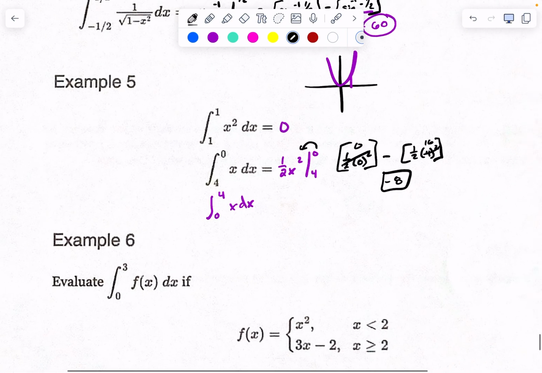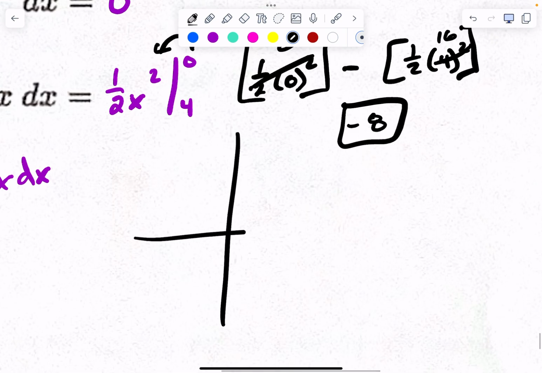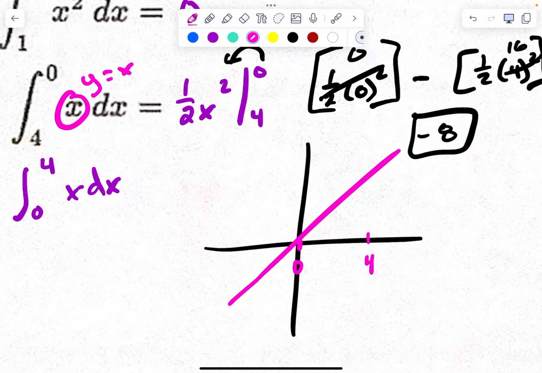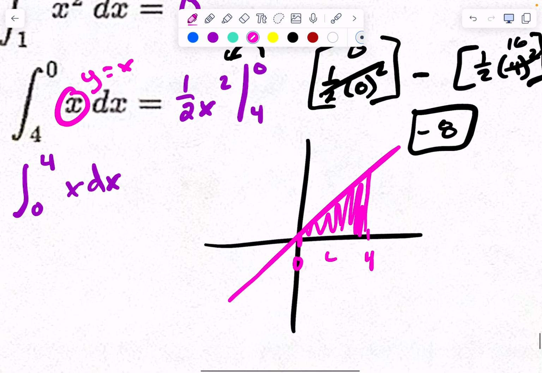The graph is y equals x, which is a linear function, and you're going from 0 to 4. So this area right here. Oh, it's a straight line. Yes, that's right. Y equals x, going from 0 to 4. Is that truly 8? Yeah, because 4 by 4 would be 16, and half of 16 would be 8. So that's what that area would look like.